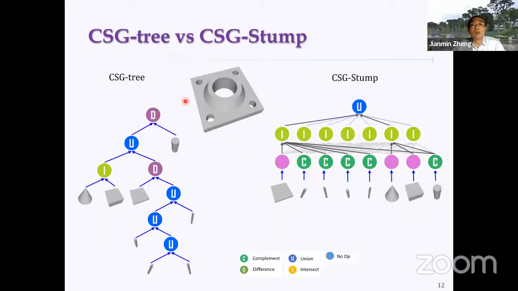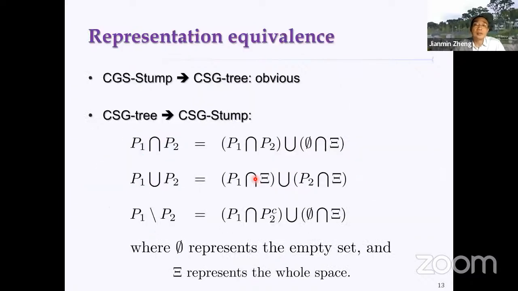Okay, here's an example. We have a mechanical part. This mechanical part can be represented by a CSG tree or CSG stem. And both representations involve 8 primitive objects, like 2 boxes, 5 cylinders and 1 cone. Now we'd like to propose a question. Are both representations equivalent? That is, can both representations be converted to each other? This is actually important. The answer is yes, and this can be proved mathematically.